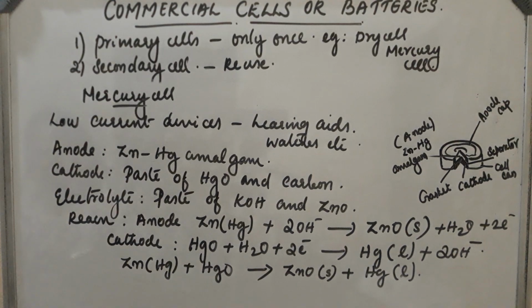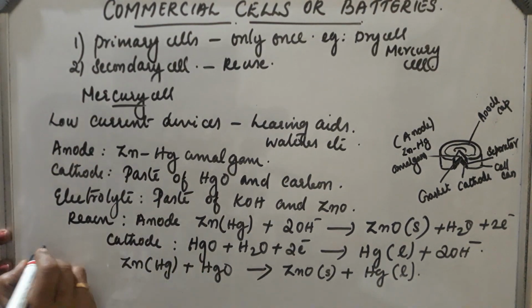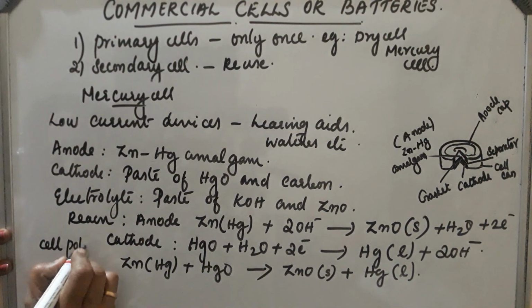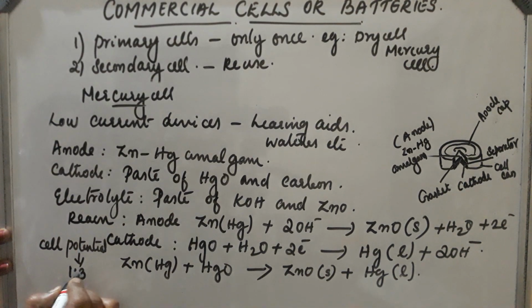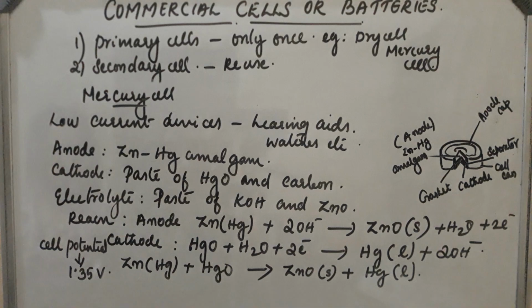And what will be the cell potential? Cell potential of this cell is 1.35 volt. So this much about mercury cells.